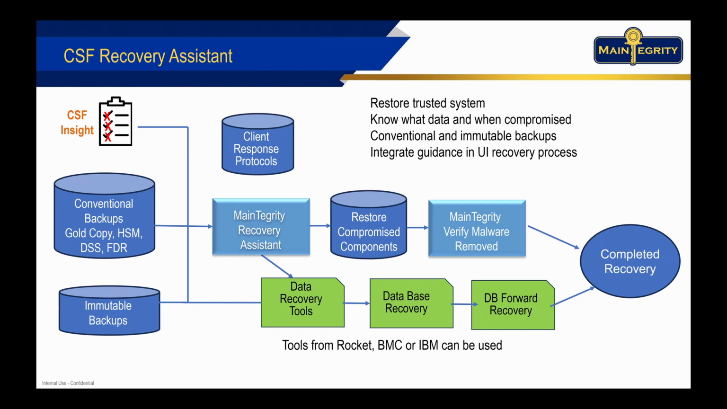CSF will also tell you which immutable backups were taken prior to the attack and therefore are good candidates to recover from. Further, there are products on the market now, primarily from Rocket, I think, which can be used to recover individual files from an immutable backup. CSF already supports that product from Rocket, which is, I think, called Data Recovery, but I'm not 100% on that.